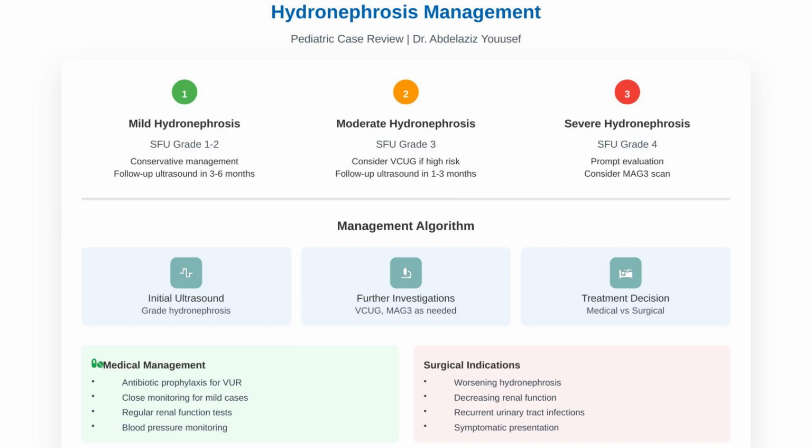The management algorithm progresses from initial ultrasound grading to appropriate further investigations, culminating in treatment decisions between medical management, antibiotic prophylaxis, monitoring, and surgical intervention for worsening obstruction, decreasing function, recurrent infections, or symptomatic presentation.